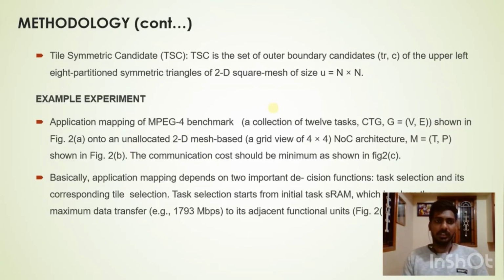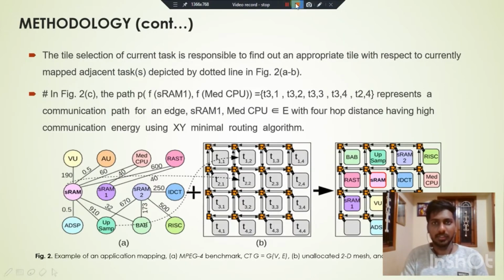It's a routing function. Then, tile symmetric candidate. When we have a 2D mesh of size 4 by 4, it can be divided and split into four partitions. Okay, 25%, 25%, 25%, 25%. If it is cut again into another four, then it will be 8 partitions, right? In 8 partitions, one upper left or one upper right can be called a tile symmetric candidate. One tile is symmetric to another tile. It is known as a tile symmetric candidate.